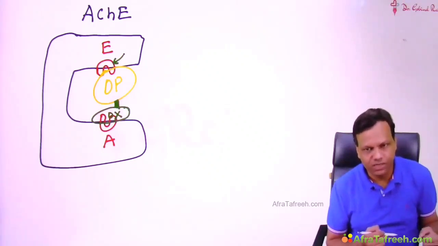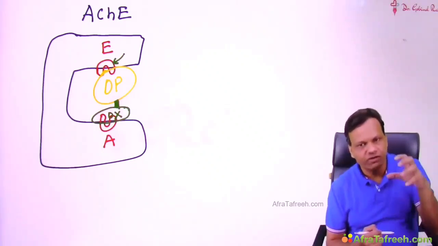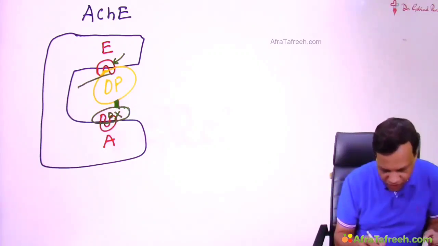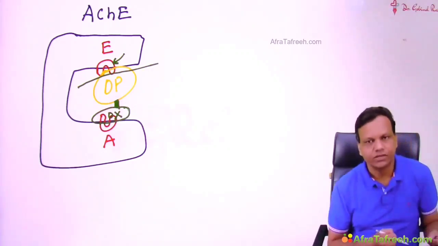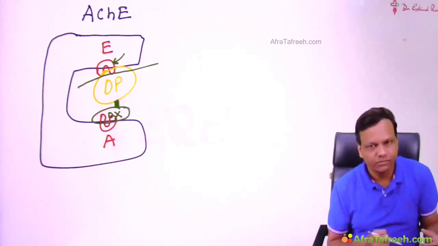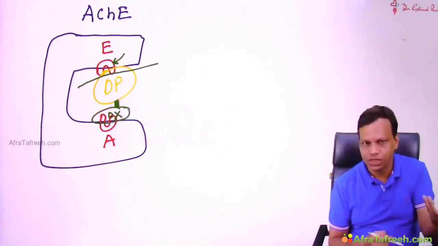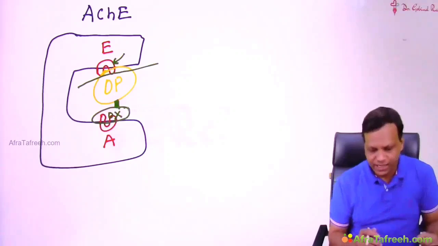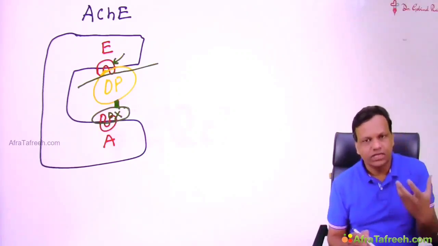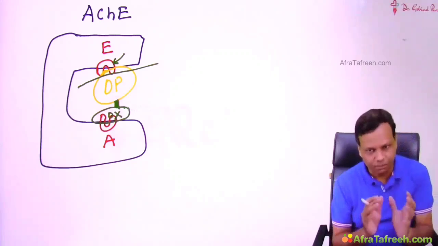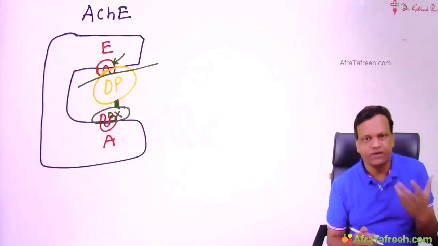So basically what happens when oximes bind, they form a bond with the organophosphate and remove the organophosphate from the esteratic site. So the esteratic site becomes free. So again acetylcholine comes, binds to the esteratic site and can be broken. So oximes act as acetylcholine esterase reactivators. So the enzyme which had been inhibited permanently will become active again.